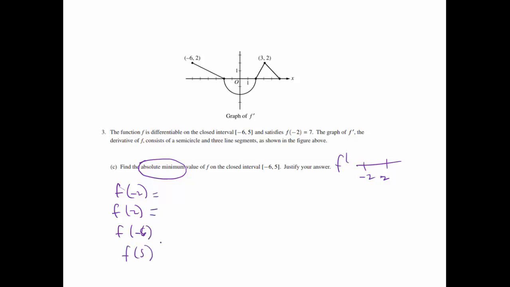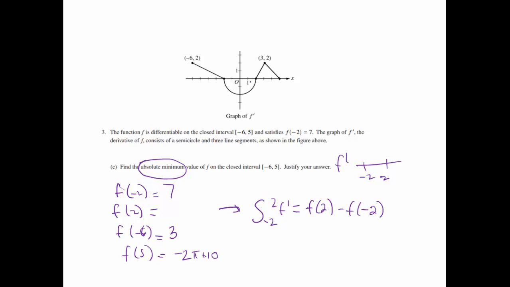If I find those, f of -2 is actually given to me, it was 7. F of -6 we already found in part A was 3. F of 5 we already found in part A was -2 pi plus 10. And f of 2, I suppose I could find that one. Let's do that same thing that we were doing before. The integral from -2 to 2 of f prime is equal to f of 2 minus f of -2.